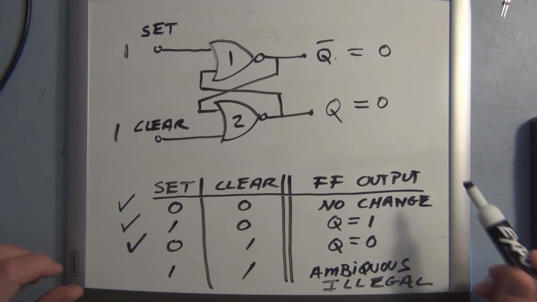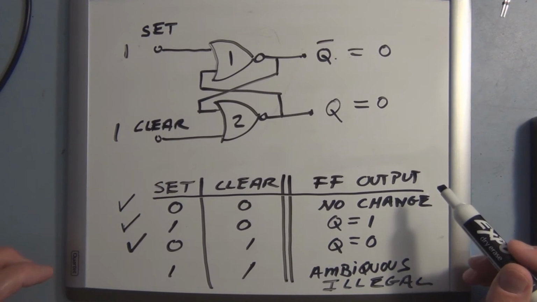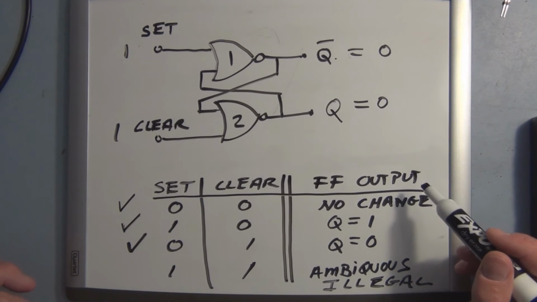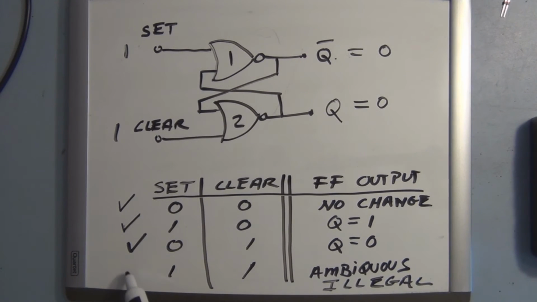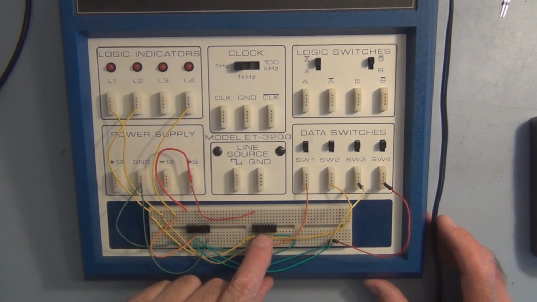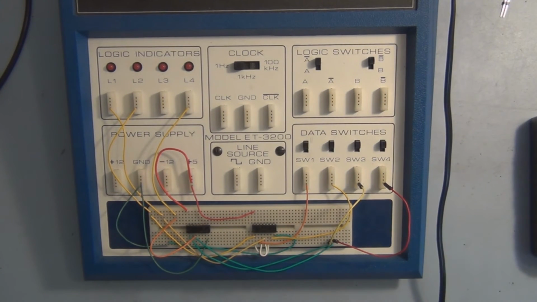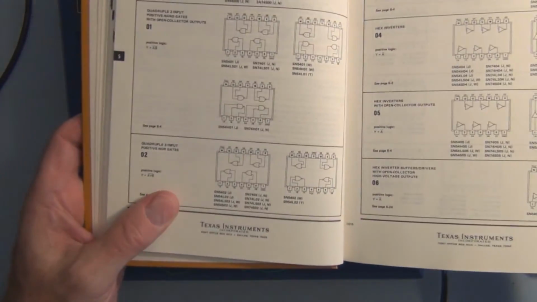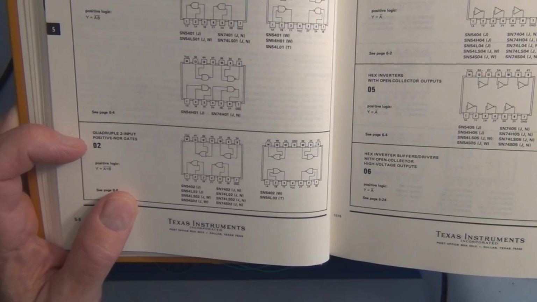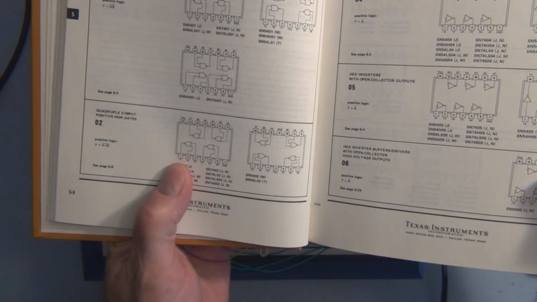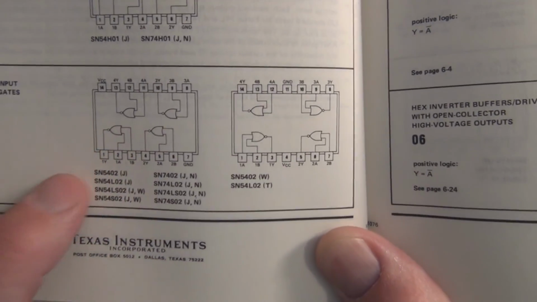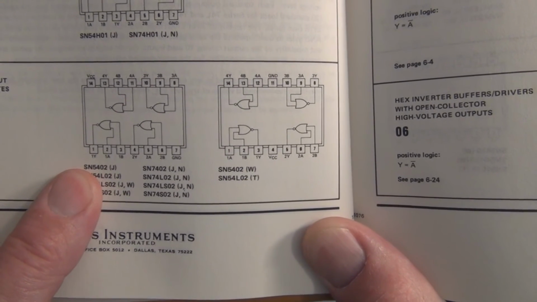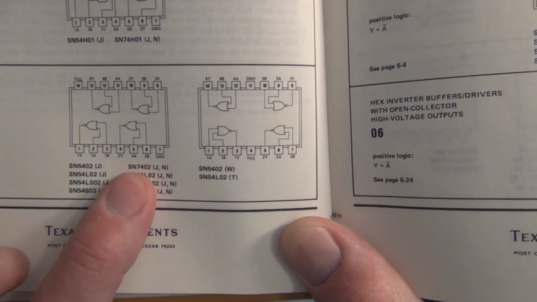So I've wired up a simple NOR gate flip-flop on the Heathkit digital trainer, and let's take a look at its memory characteristic and see if this truth table applies. Here I've wired up two NOR gates in a 7402. And if we look here, the 7402 is a quadruple 2-input positive NOR gate. So there are 4 NOR gates on that chip. I've wired up 2 of them, so pins 1, 2, 3, 4, 5, and 6 are being used.